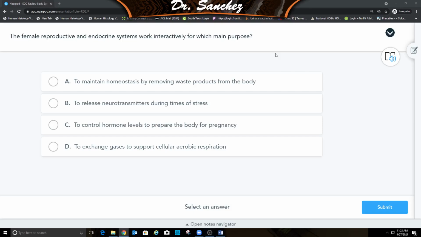All right. And that's what the uterus does. It gets rid of the ovum, right? So that's how the female reproductive system and the endocrine system work, to control hormone levels to prepare the body for pregnancy. Yes, remember, it's all chemical messengers. The endocrine system tells the female reproductive system, it's that time of the month again. And the ovaries are like, all right, I get to work. Boom, luteinizing hormone, follicle stimulating hormone.